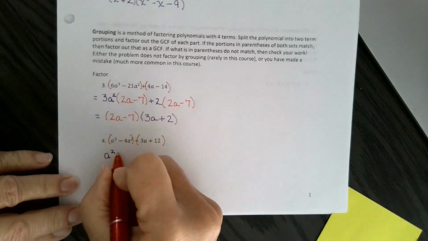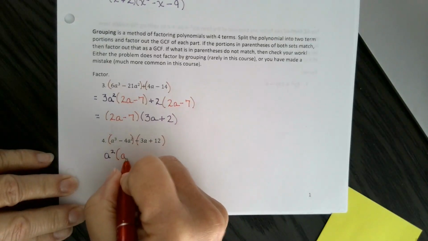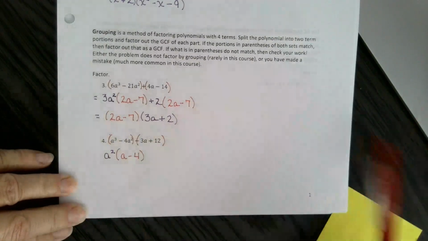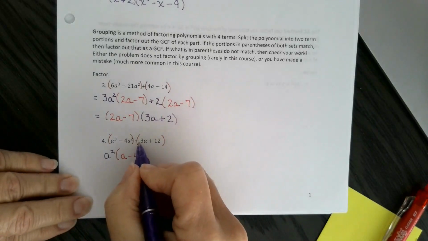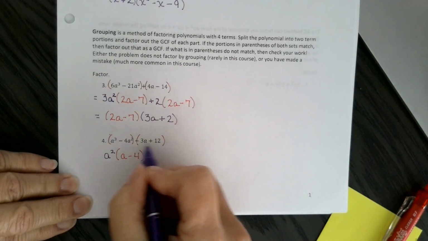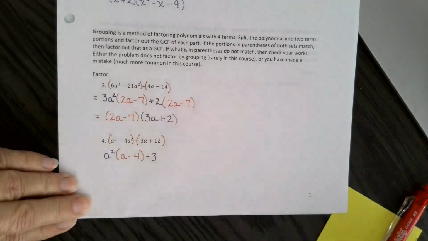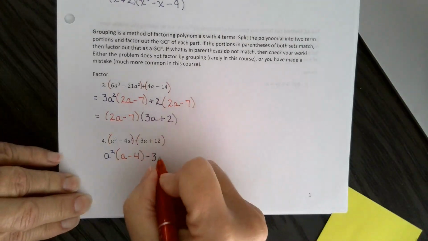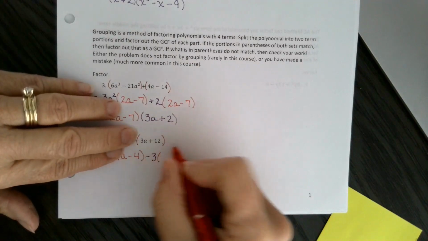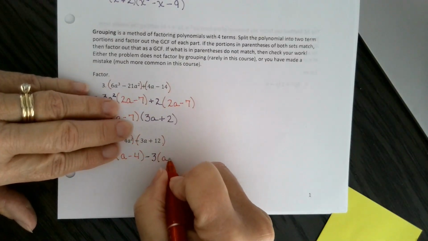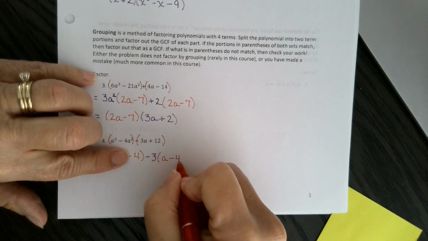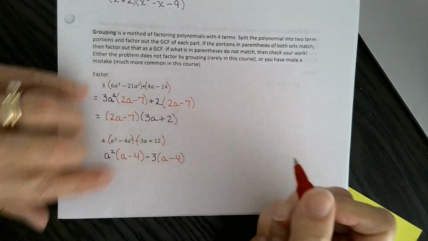Right here, you're going to factor out an a squared. And when I do that, I'm left with a minus 4. Right here, because this is negative, they both have a 3 in common, but I'm going to factor out a negative 3 when the leading coefficient is negative. And I'm left with a minus 4, because a negative times a negative is a positive 12.